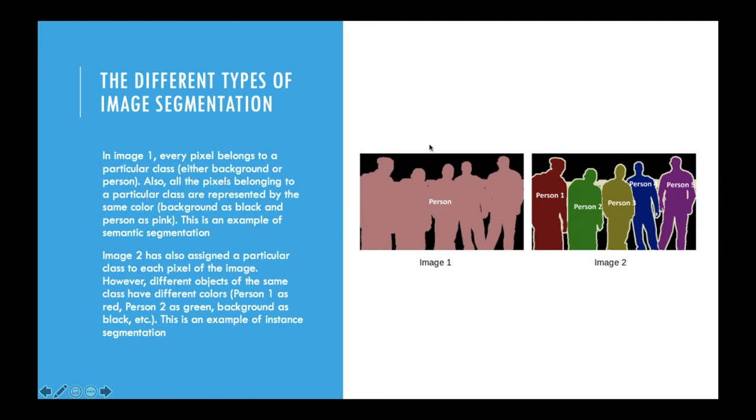So if we use image one, we are just separating the object from the background, right? But in image two, we are not only separating the object from the background, but also separating every object of this image. So yes, we will use two different types of image segmentation. You will know after this.